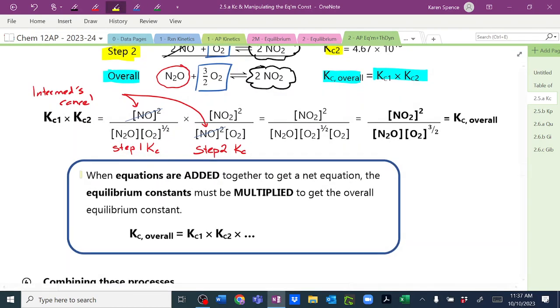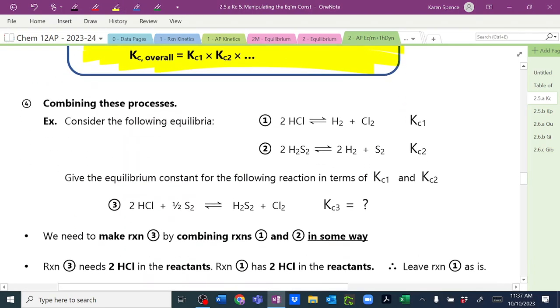So our final thing here, when equations are added together to get a net ionic equation, the equilibrium constants must be multiplied to get the overall. So you've got 3 rules. First one, you flip a reaction, what do you do with Kc? You flip the Kc. You double a reaction, what do you do to Kc? Raise it to the power of 2. And if you add up a couple reactions to get an overall reaction, what do you do with the Kcs? You multiply them. Those are your 3 rules, and now we can combine those. Ooh, fancy.